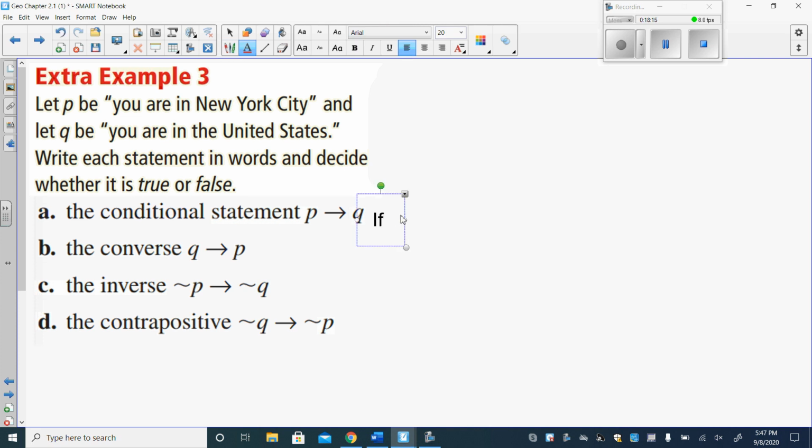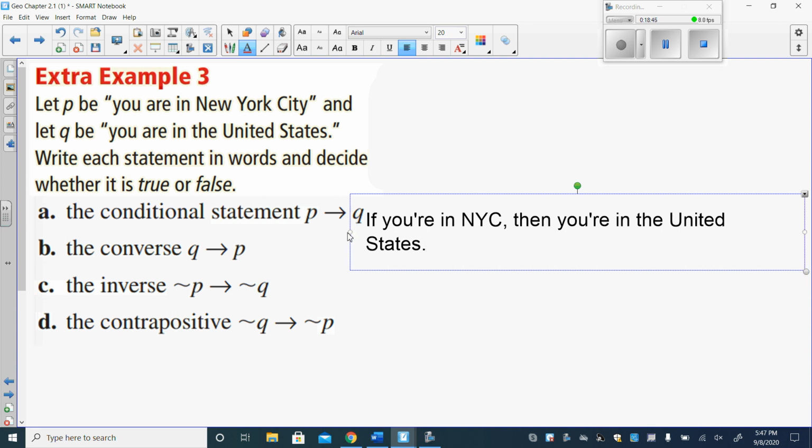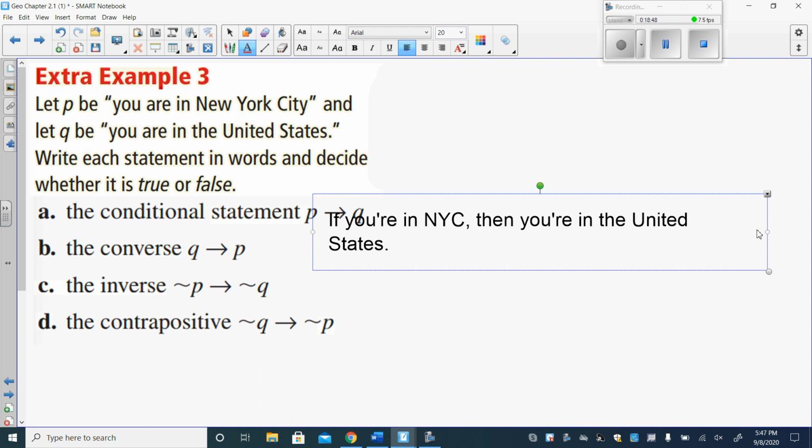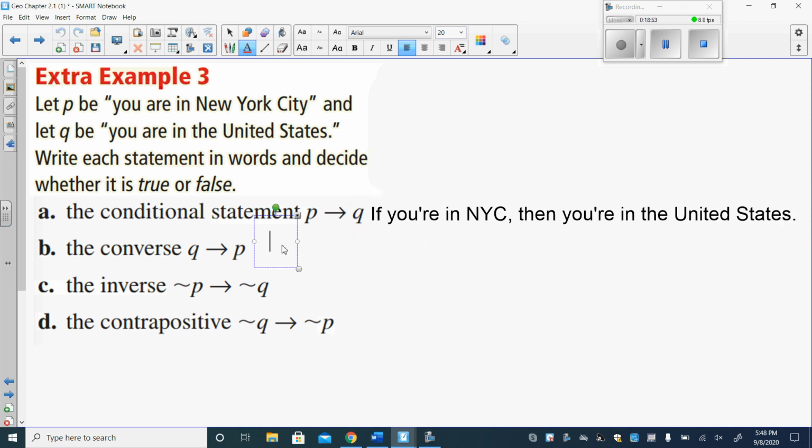So let's look at another example of this. We say if P, then Q. Our P statement for this one is you are in New York City, then you're in the United States. I abbreviated New York City to NYC. If you're in New York City, then you're in the United States. So that's our conditional statement.